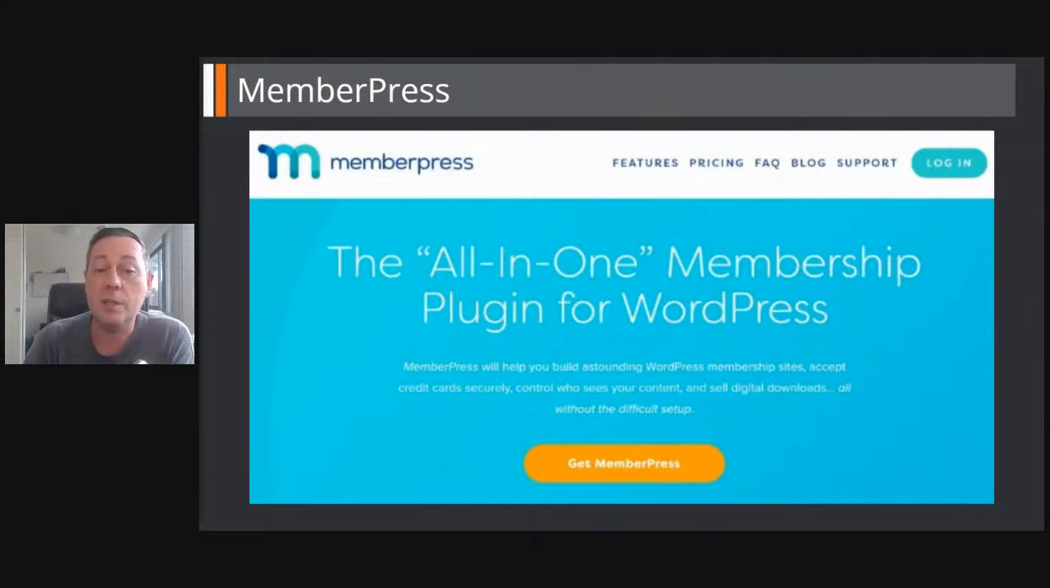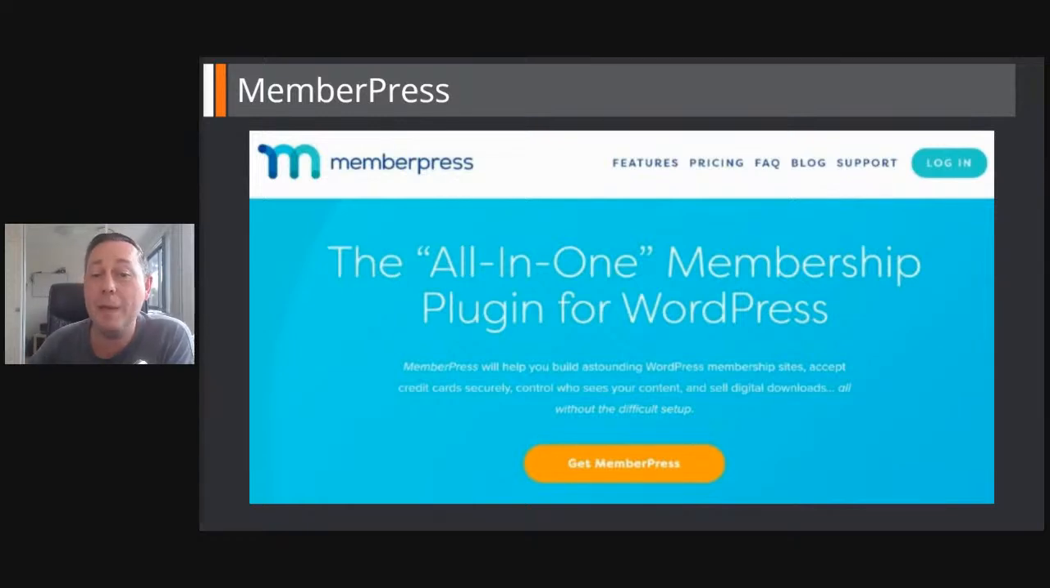Group memberships are supported. So if you're targeting corporate clients, this is a good option. By that, I mean a corporate would buy a group membership license and then they can add sub-subscribers onto that. So they might want to run a course for 100 of their employees. They buy a group membership to the course or to the content, and then they'd be able to register 100 sub memberships onto that plan.